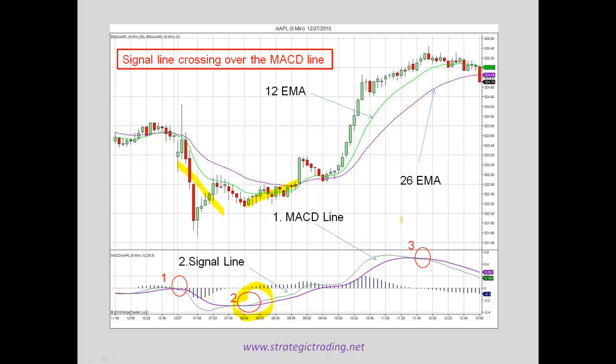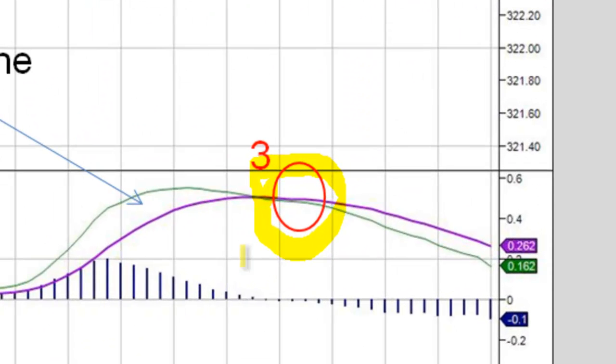Now, once again here, when we take a look at the third circle, we find that the signal line is actually crossing over to the downside. Once again, it crosses over the MACD line and drops below it. Once again, this is signaling for us that momentum is decreasing in terms of the up move and prices are likely to drop.